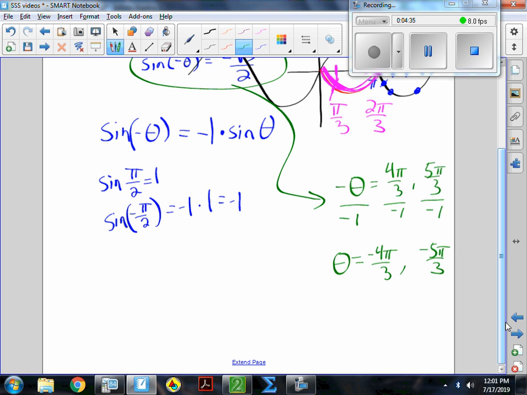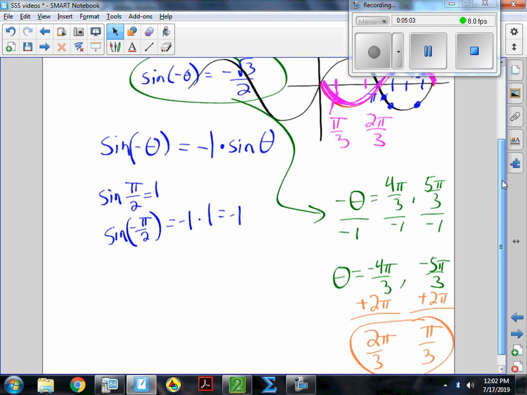But you want between 0 and 2 pi. So this is where I'd come up with a coterminal answer. So plus 2 pi, plus 2 pi. -4 pi over 3 plus 2 pi is plus 6 pi over 3. Gets you to 2 pi over 3. -5 pi over 3 plus 2 pi, or plus 6 pi over 3, gives you positive pi over 3.